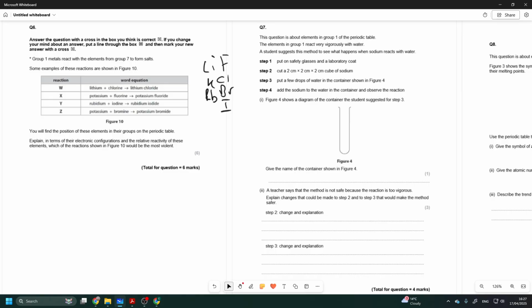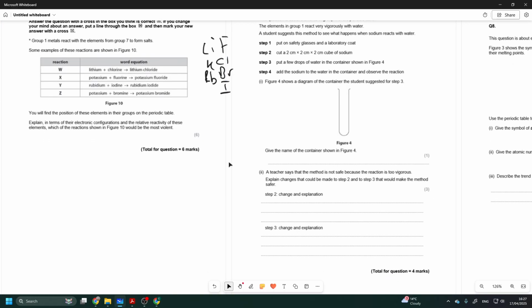Now, explain in terms of their electronic configuration the relative reactivity of these elements. Which one would be the most violent? So first of all, in terms of their electronic configurations, we're going to say the group 1 elements have one electron in the outer shell and lose 1 electron to form a positive ion. I'm going to run out of space here, I think.